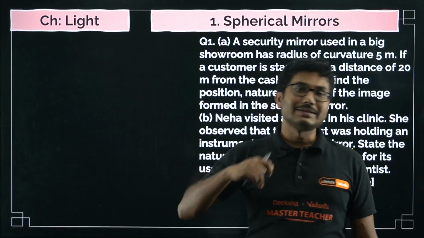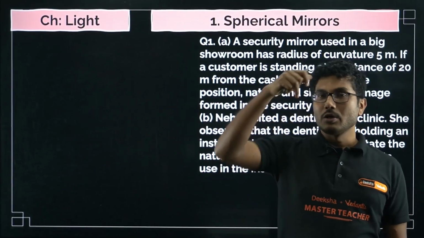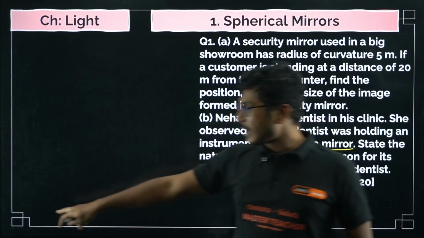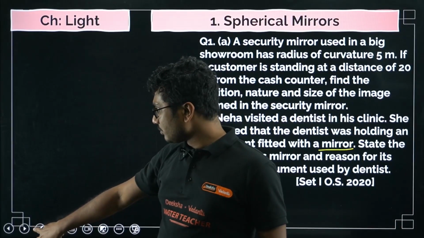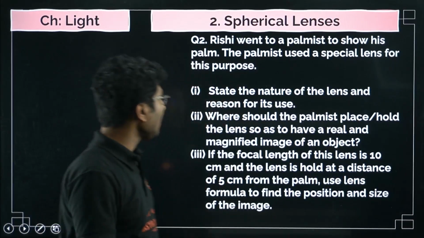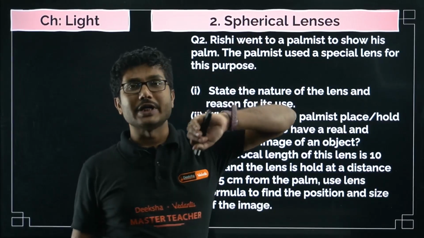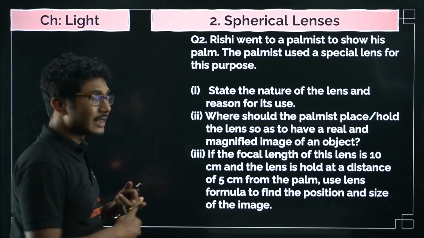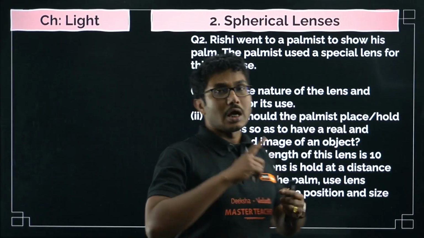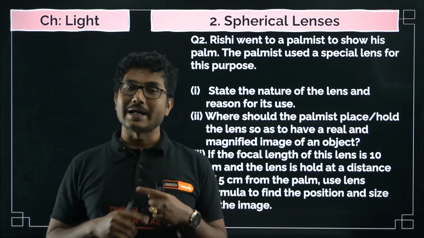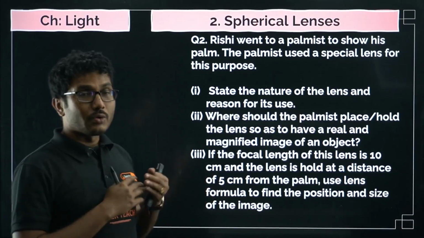So that is why dentists generally use a concave mirror to check the inside of the teeth. Okay, now let's move on to the next question. This is from the chapter light again, but it is from the spherical lenses concept. Again, spherical lenses, we have two types of lenses, convex lens and concave lens. Either any of them can come.